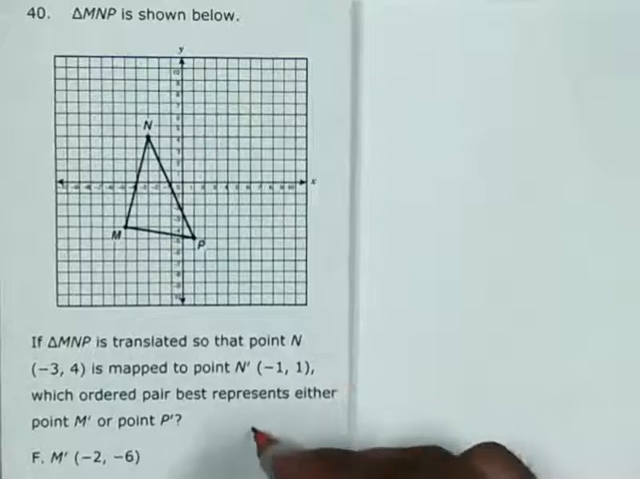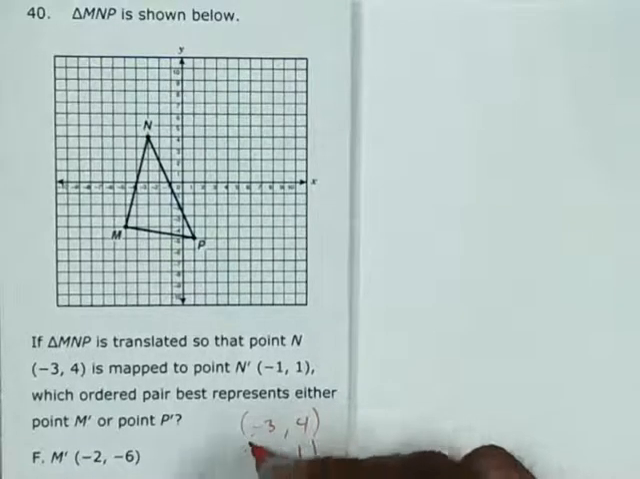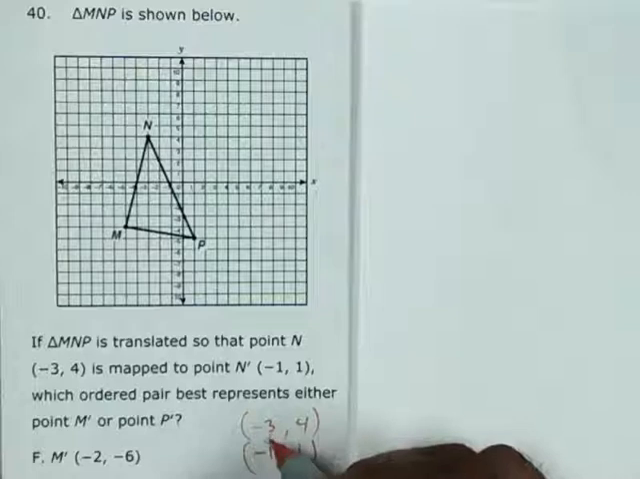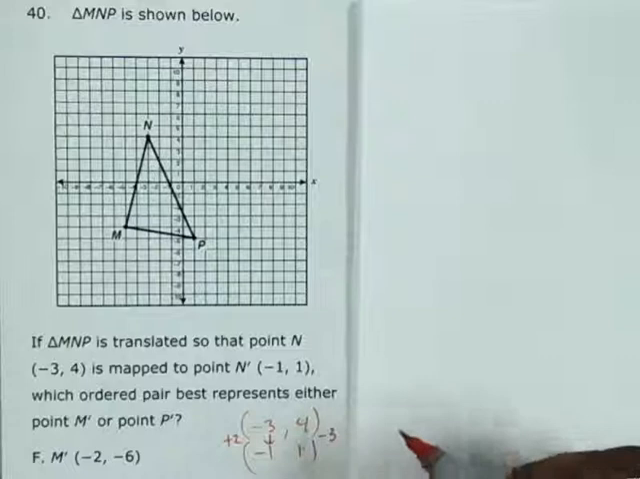40, triangle MNP is shown below. If it's translated so that point N is mapped to -1, 1, which ordered pair best represents either point M prime or point P prime? Okay, so going from N to N prime, you've got to look at the vector, kind of what's happening with these. So from here to here, I'm adding 2. From here to here, I'm subtracting 3.